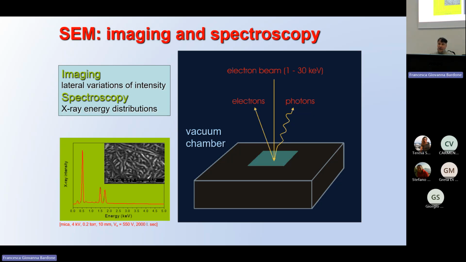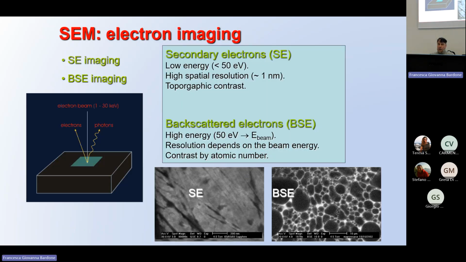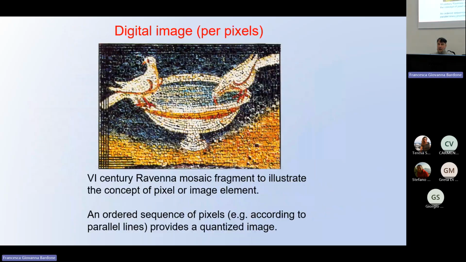So actually, from the electronic point of view, even if it does not appear so when working with the instrument, the image seems continuous. But actually, from the electronic point of view, the image is acquired in this way.